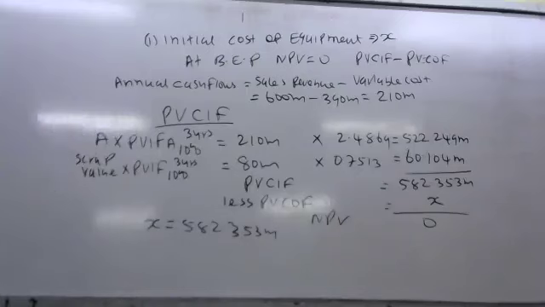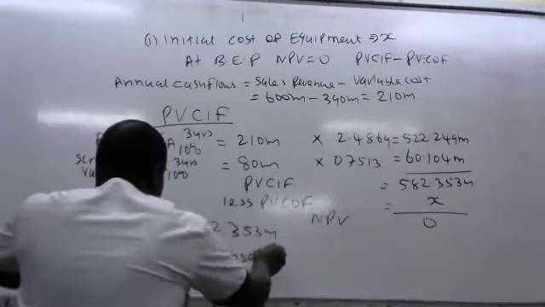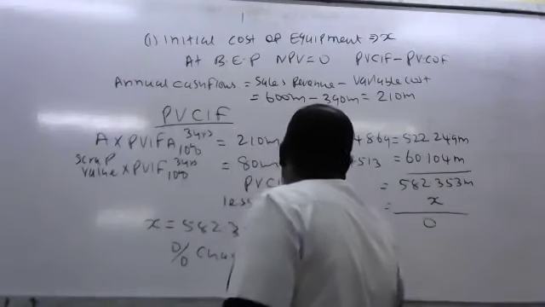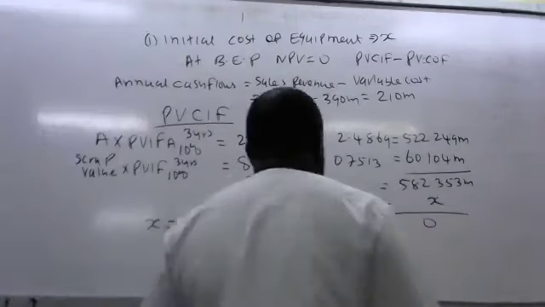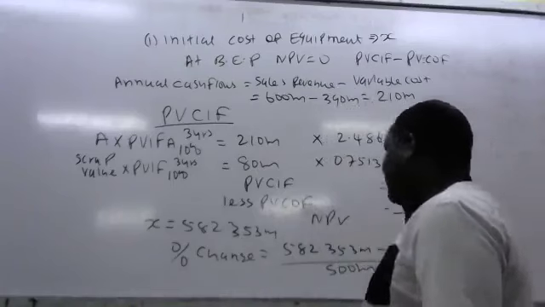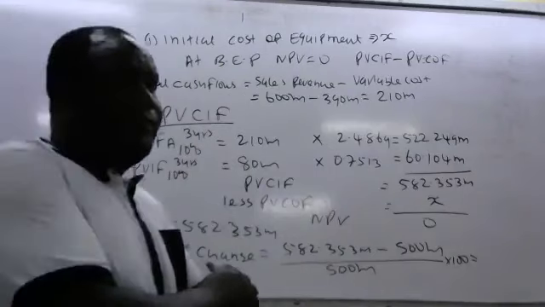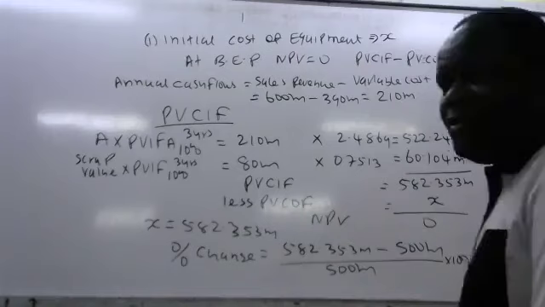Now we get the percentage change in that variable. The percentage change is 582 less the initial cost, which was given as 500 million, divided by 500 million. That gives 16.47%. So that is now for the initial cost of the equipment.